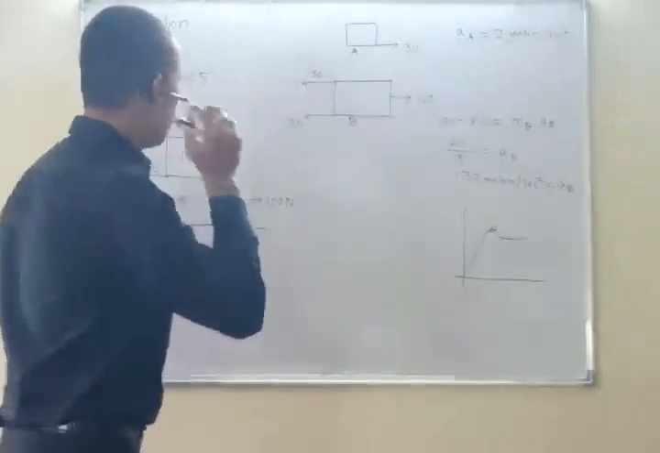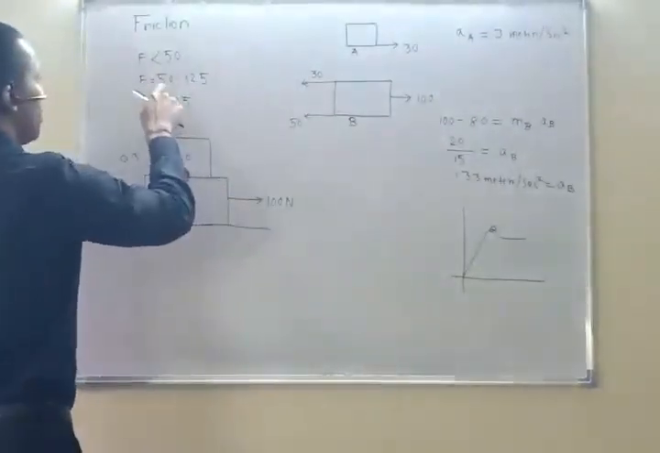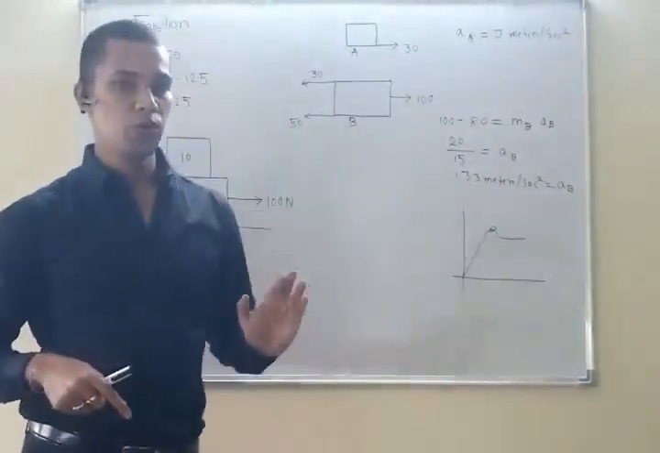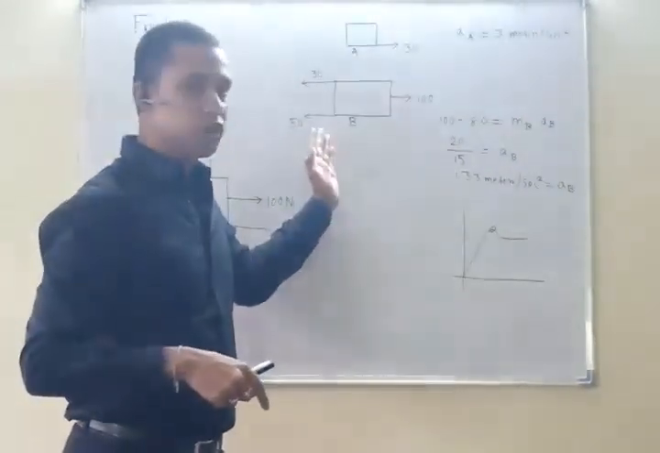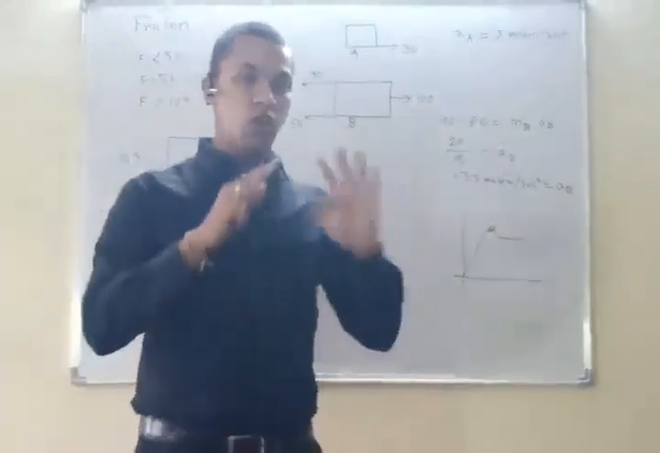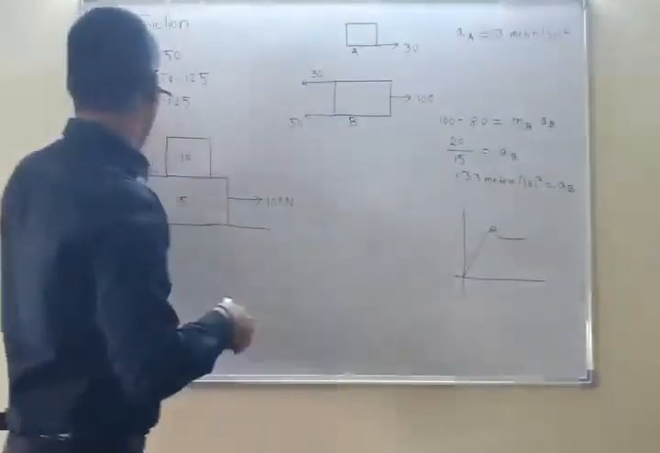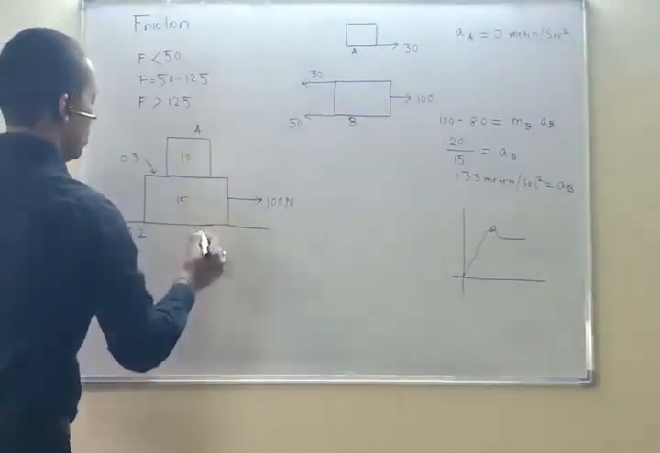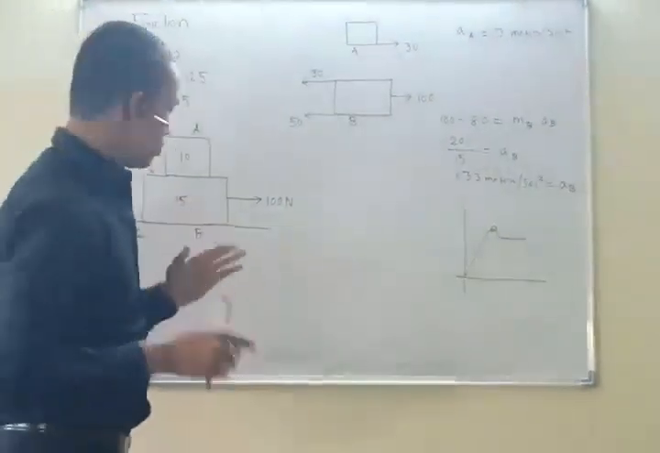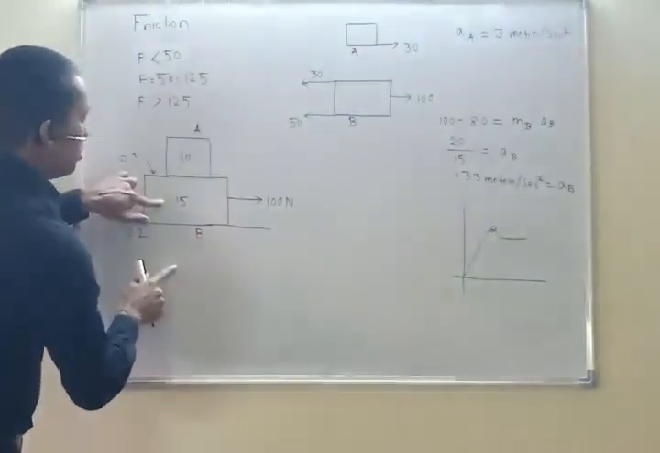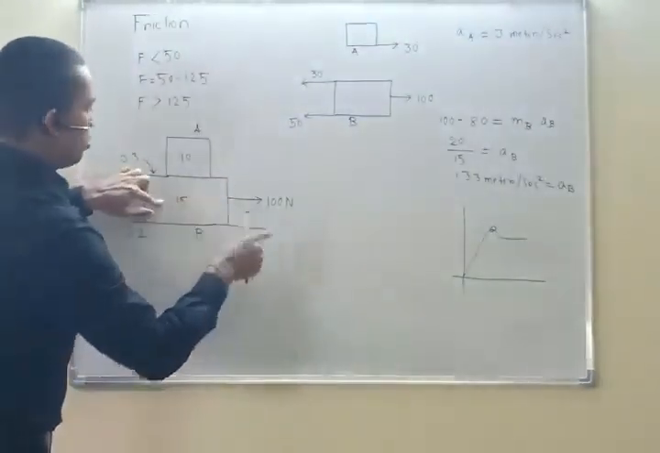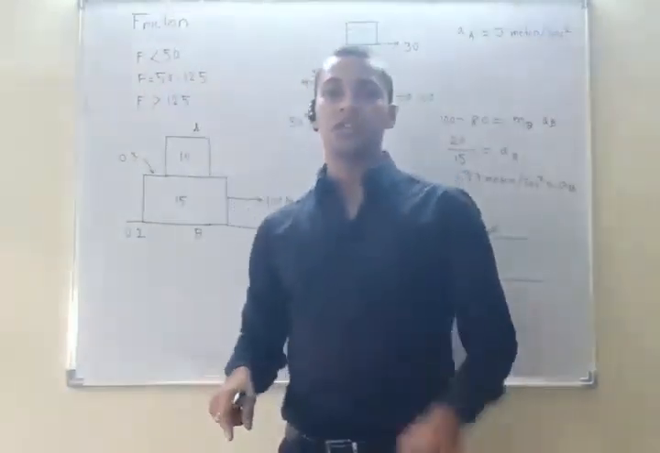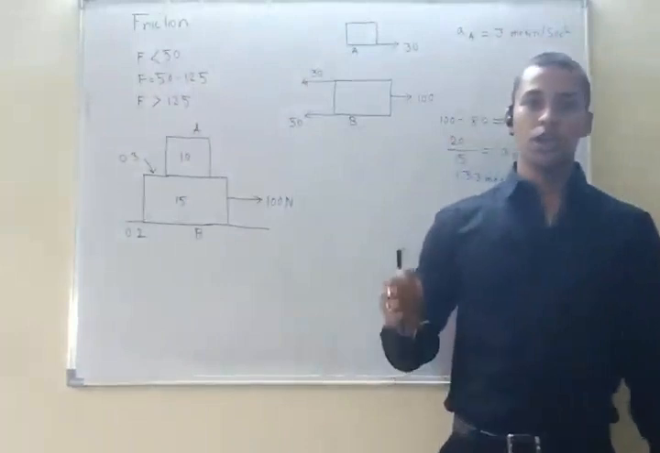Why am I telling this? I am telling that within the range of 50 to 25, they will move together. If they move together, then there is no relative motion between block A and block B. There is a relative motion between the surface and block B, but there is no relative motion between A and B. If there is no relative motion, in that case static friction comes, not dynamic friction.